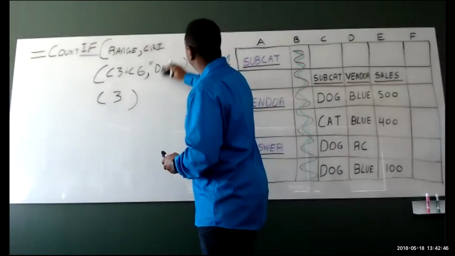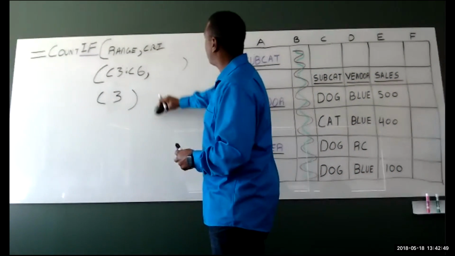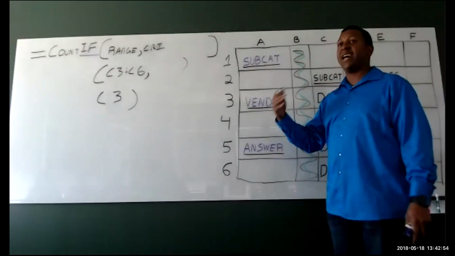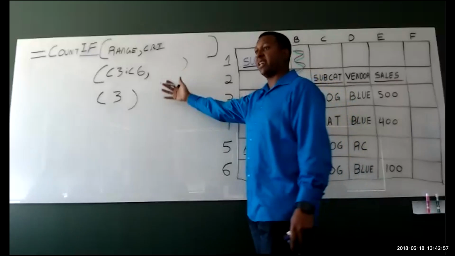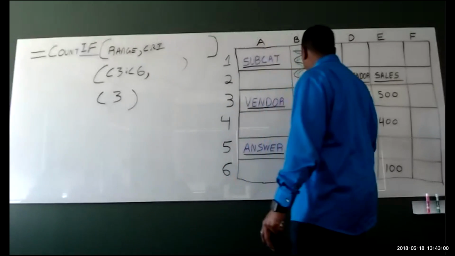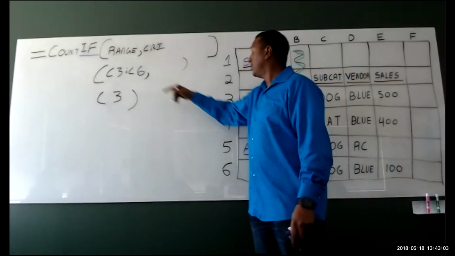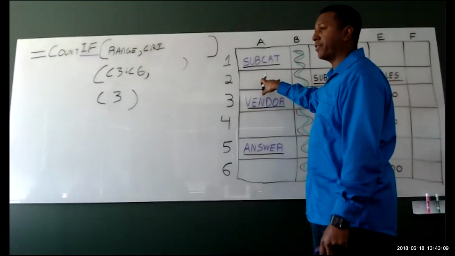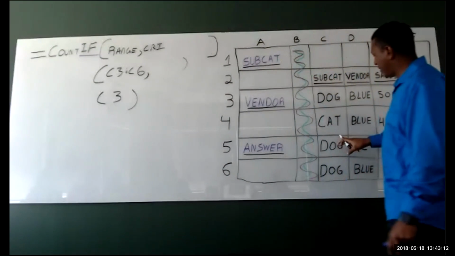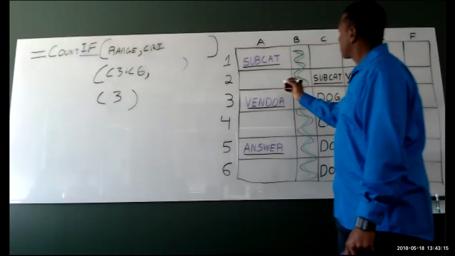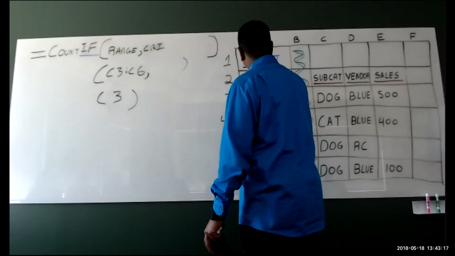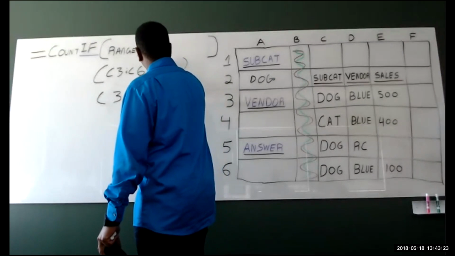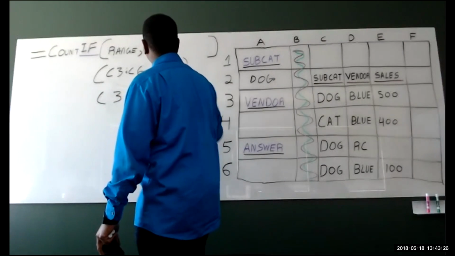If I wanted to make this dynamic, which means I want to be able to change what I'm looking for just by changing one cell instead of actually going into my formula and retyping a different word. Say if I wanted cat, instead of typing it inside my formula, I would type it inside of the cell. So A2 is going to be my reference cell for the subcategory of cat or dog. So here, if I were to type in dog, but in here, when I ask for my criteria, I'm going to reference cell A2.